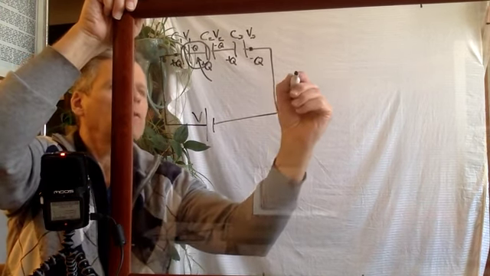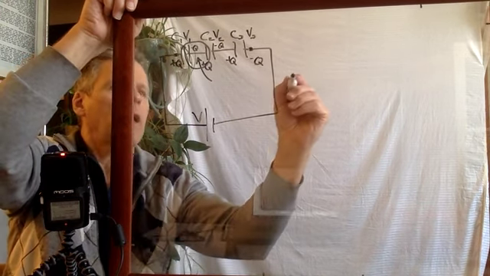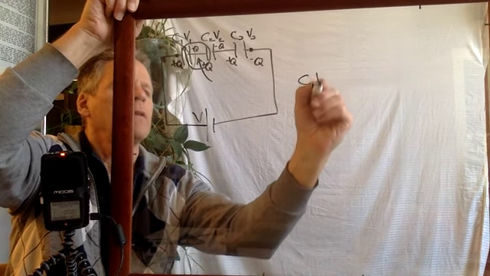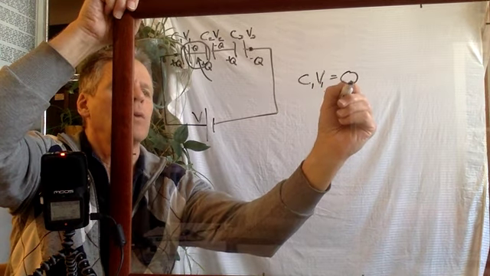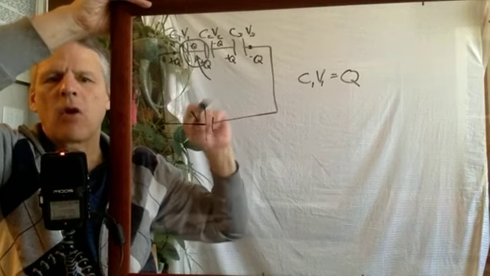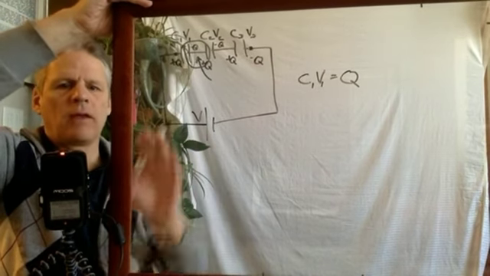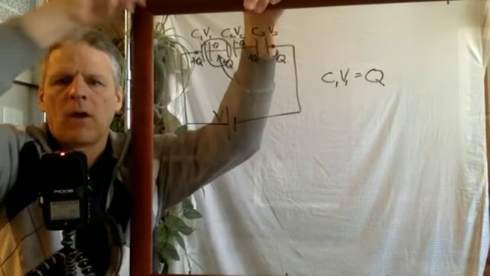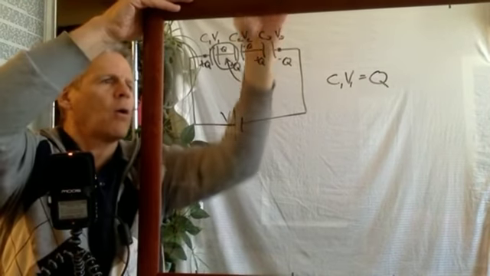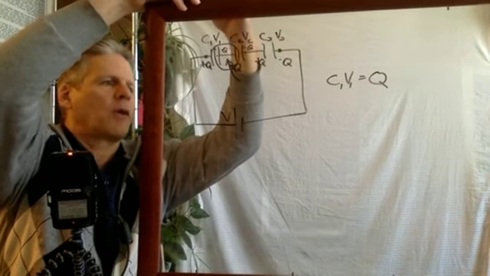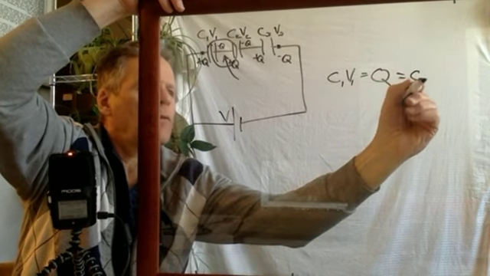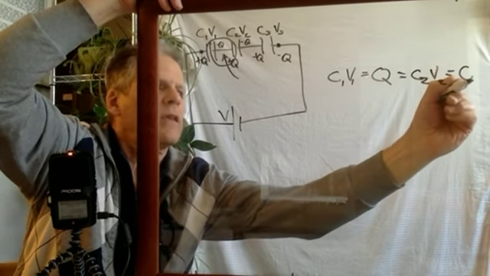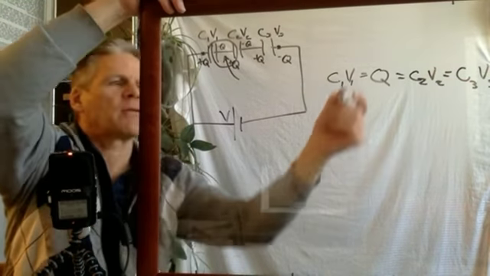So what we know then is that C1 V1 equals Q. I got myself going down a path that was taking too long, so I stopped and restarted. Okay, so C1 V1 equals Q, but so does C2 V2, and this equals C3 V3. Okay, so that's one thing we know.